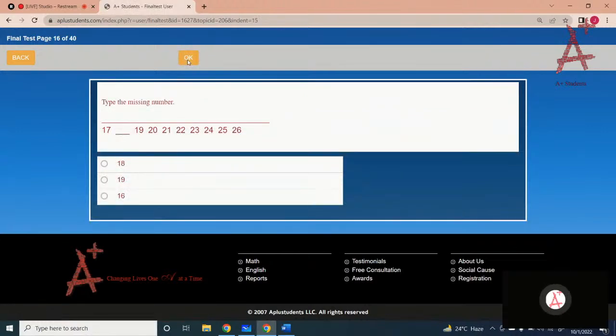Okay, type the missing number. So which number is missing? Which number is in between 19 and 17? Yes, the numbers are in increasing order. So they are increasing. That means for each value they are increasing by 1. So 17 plus 1 is 18. So the correct option is 18.